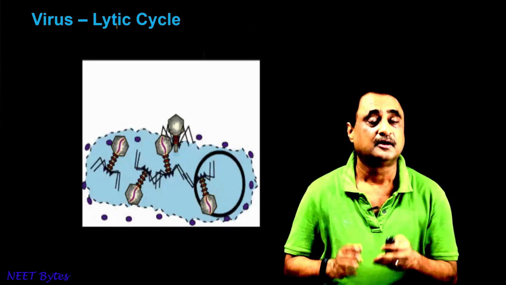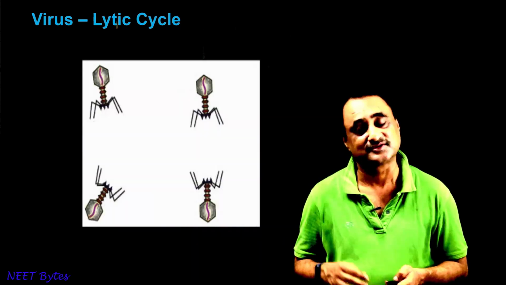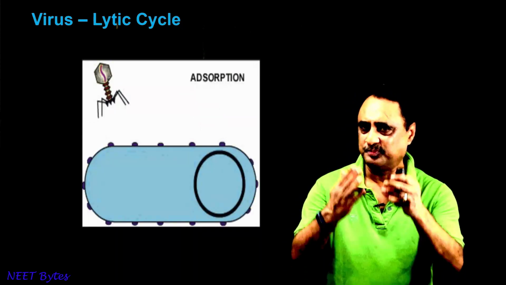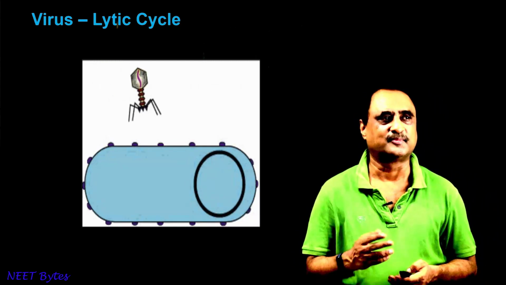They will break the bacterial wall. And once the bacterial wall is broken, the new viruses are going to be released. This is what we call the lytic cycle, right? I hope this animation will give you a very clear idea of how the lytic cycle runs.